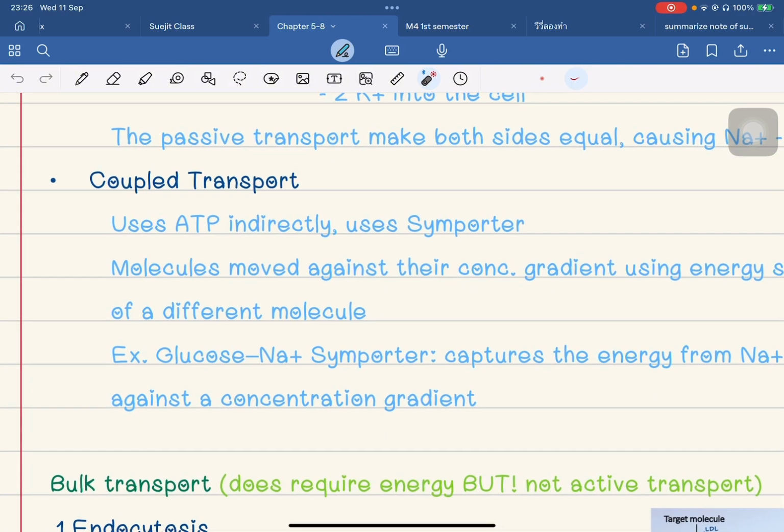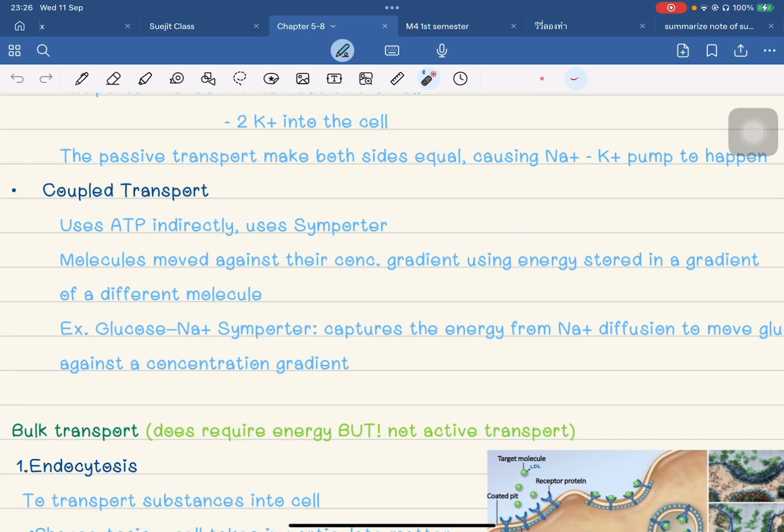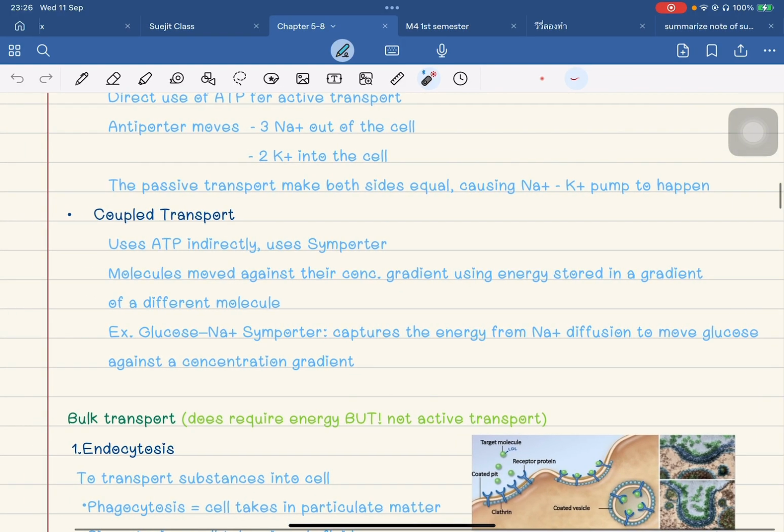And then we have coupled transport, which uses ATP indirectly, and they use symporters. So the molecules move against their concentration gradients using energy stored in the gradients of other molecules, like the glucose-sodium symporters. They capture the energy from the sodium's diffusion to move the glucose against the concentration gradient.